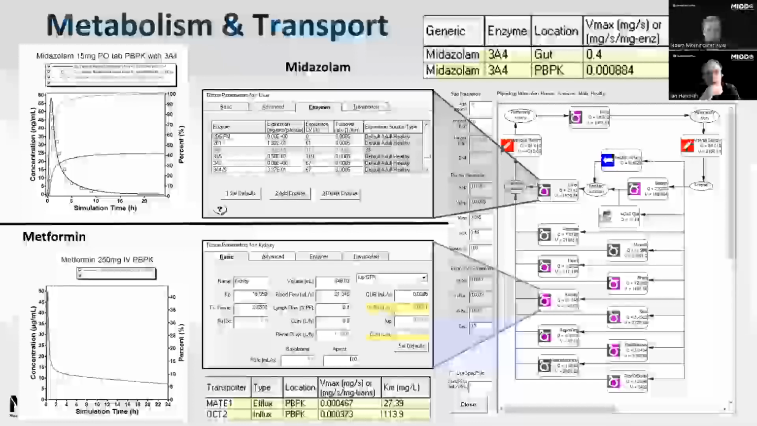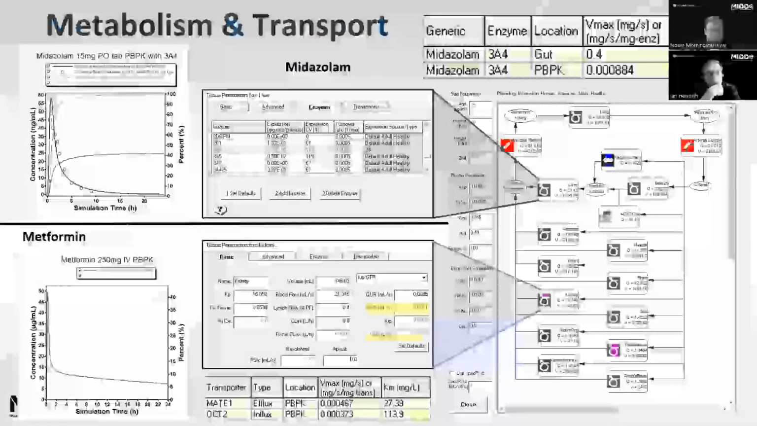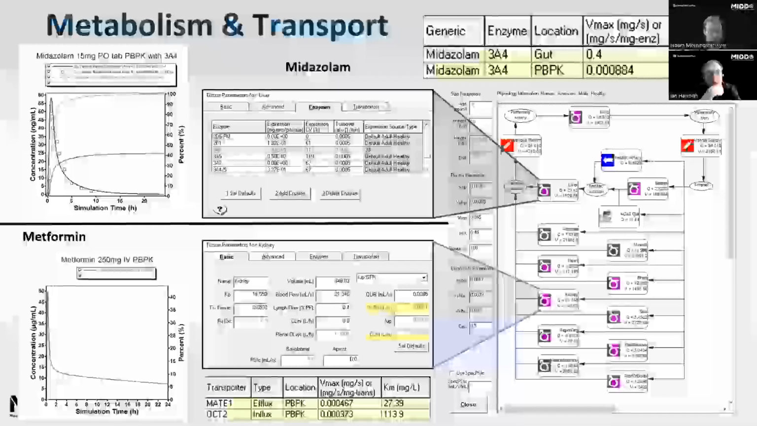And then, they can see in the program, here on the left, we're showing the outputs for the tissue concentration, showing both how in the kidney, OCT2 helps get metformin into the kidney, and then MATE1 also effluxes it into the urine on top of the filtration clearance that's occurring.